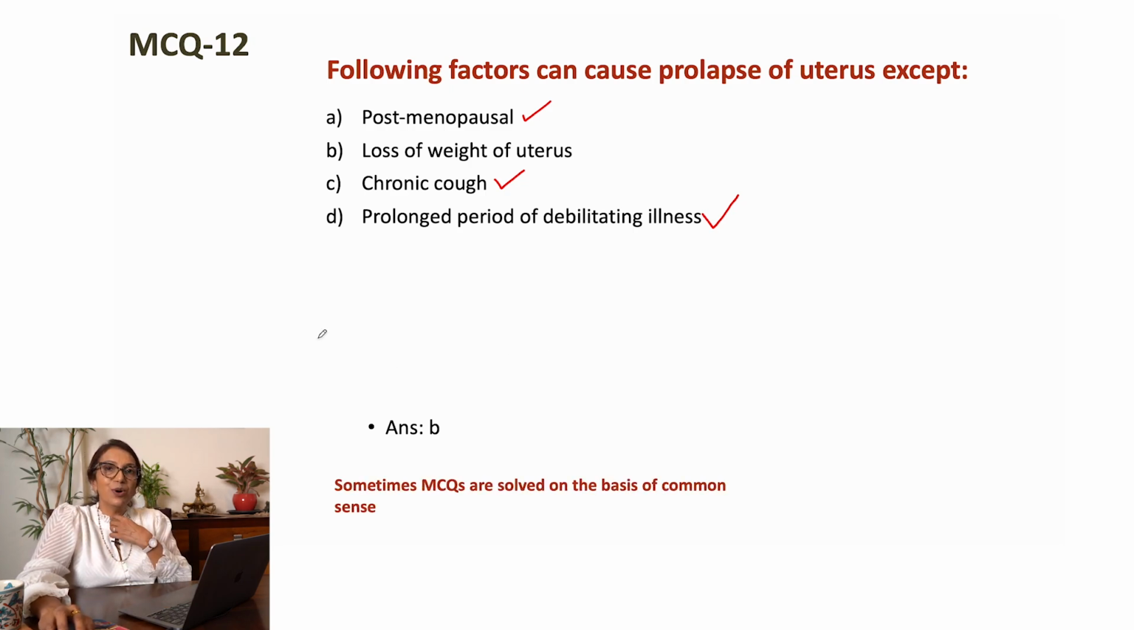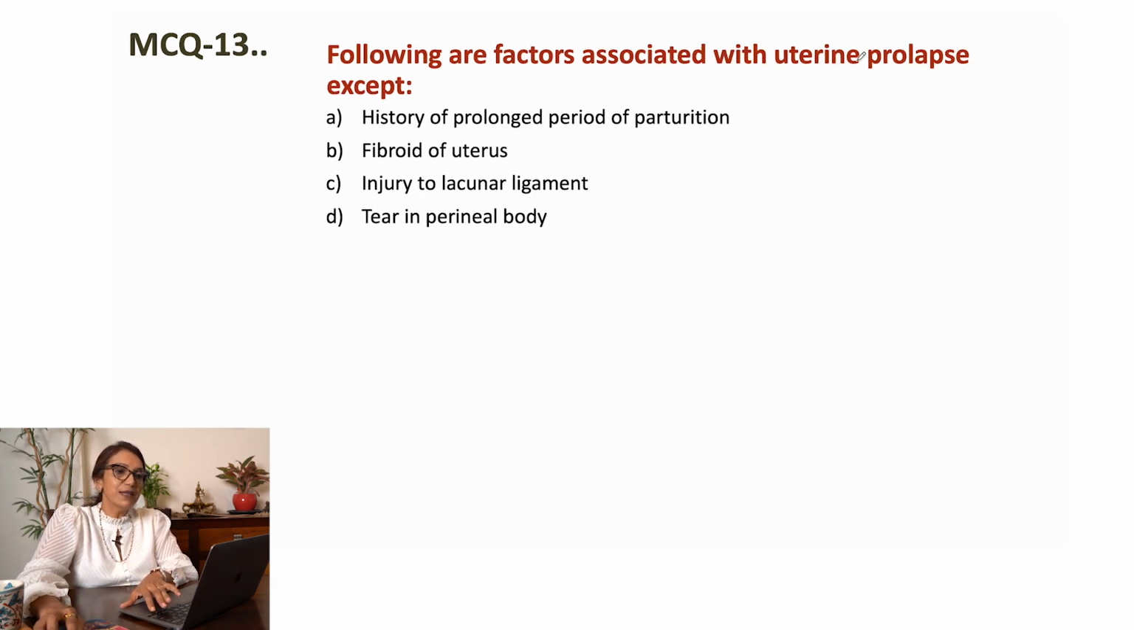Sometimes MCQs are solved on basic common sense. Let's not forget that. That's a very big friend. Following are factors associated with uterine prolapse except. History of prolonged period of parturition. What is the meaning of this? It means that she's had a very long period of delivery.